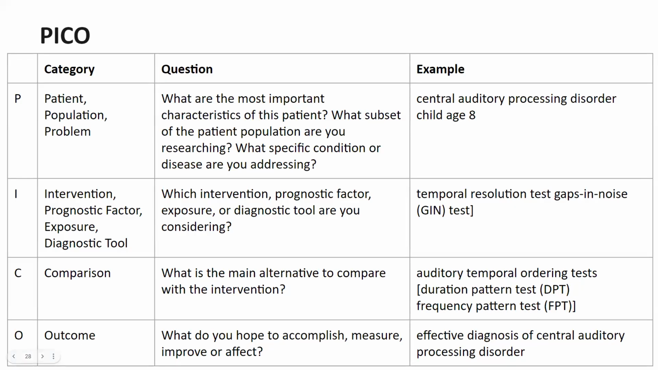So going back to our PICO form, we can see that we already have some ideas for keywords from this form. So we could search for central auditory processing disorder, children, or gaps in noise test. However, it's important to think about other keywords that would bring up relevant search results.